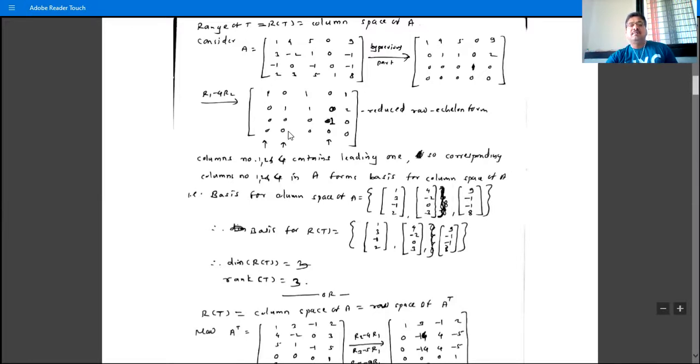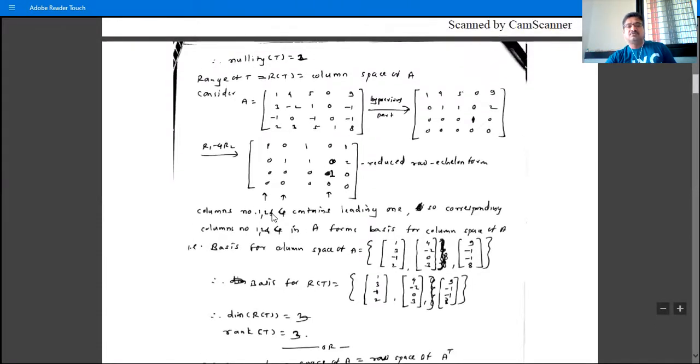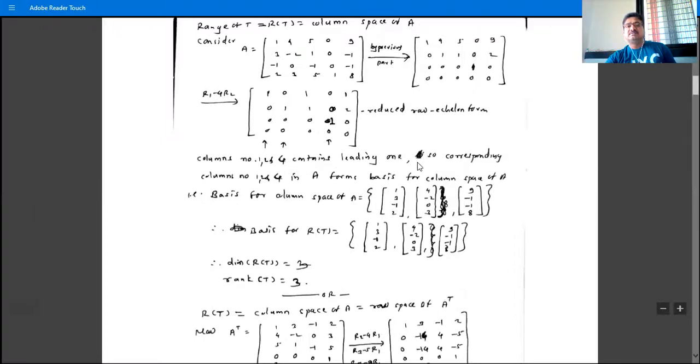So columns 1, 2 and 4, these three columns contain leading ones, and therefore these three columns form the basis for the column space of this matrix. But we have to write the basis for the column space of the matrix A. So the corresponding columns 1, 2, 4 in A form the basis for the column space of A. This sentence is to understand how we can write the basis for the column space of A.